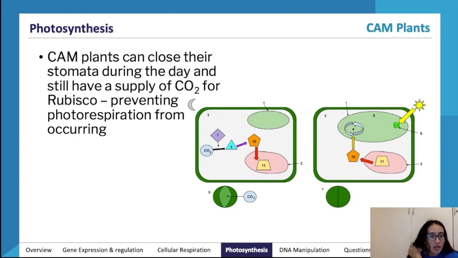So CAM plants can actually close their stomata during the day and still have a supply of carbon dioxide for rubisco, preventing photorespiration from occurring. So they open their stomata up at night, let the carbon dioxide in, store that carbon dioxide as malate, and then that malate will be broken down later on during the day once the stomata are closed. So you see the stomata are closed during the day, but you still have sufficient amounts of malate, allowing photosynthesis to occur as opposed to photorespiration.